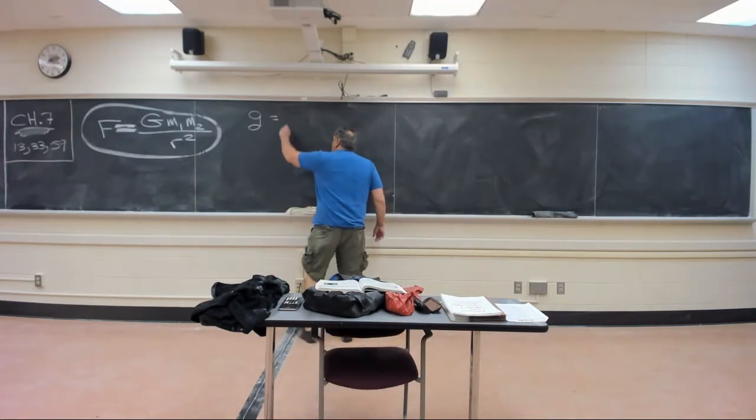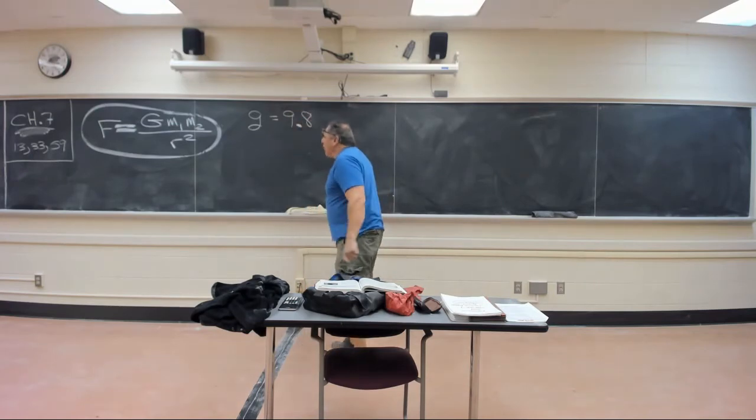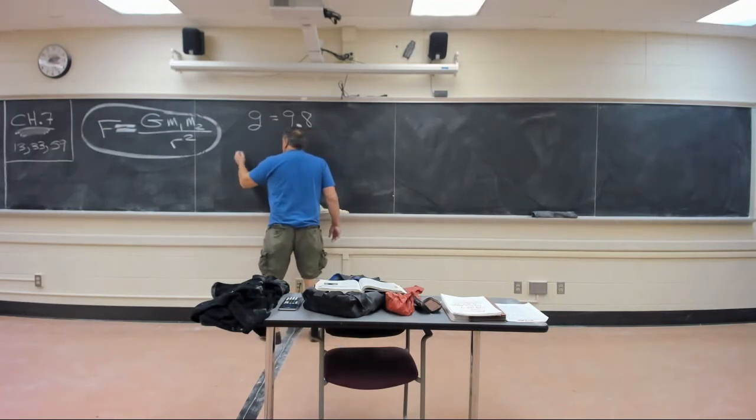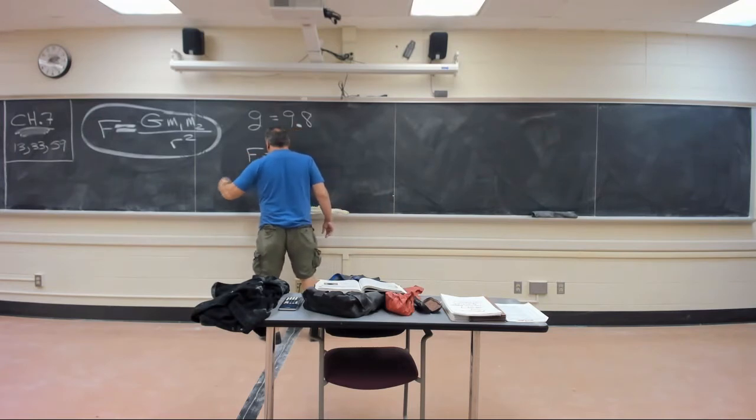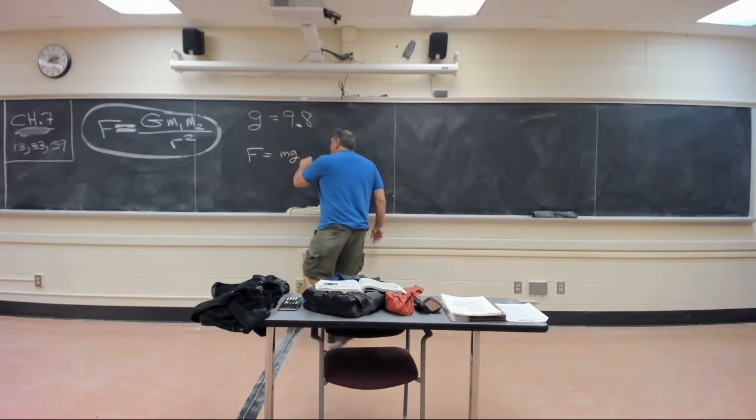But we've been using roughly 9.8 for G, but how do we even get that? Guys, I got a question for you. Didn't we say that the force of gravity close to the surface of the Earth is m times G?